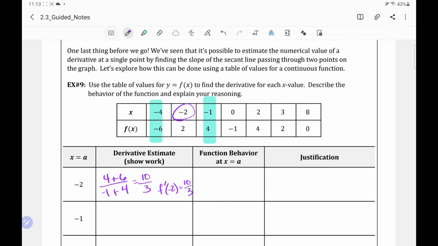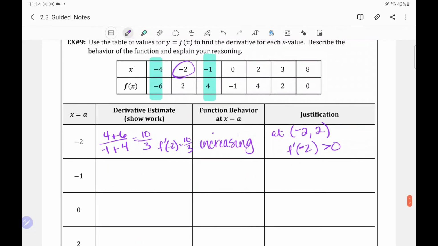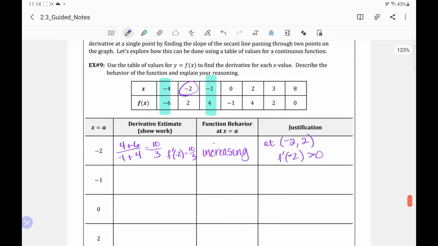It says, what's the function's behavior? Well, if this is the slope and it's positive, what does that tell us? The graph is increasing. Remember, if the slope of the tangent line is positive, then the graph is increasing. So the justification at the point -2 is f prime of -2 is greater than 0. That's our justification for saying that it's increasing. What are you justifying? You're justifying that we said it's increasing. Let's look at the next one. I'm not going to work out each one piece by piece.